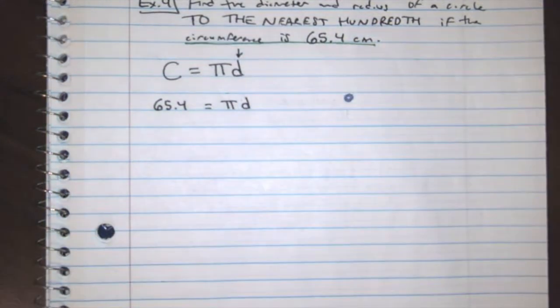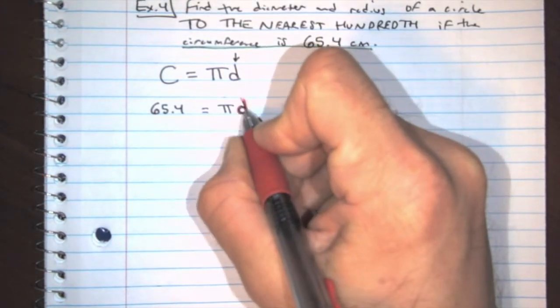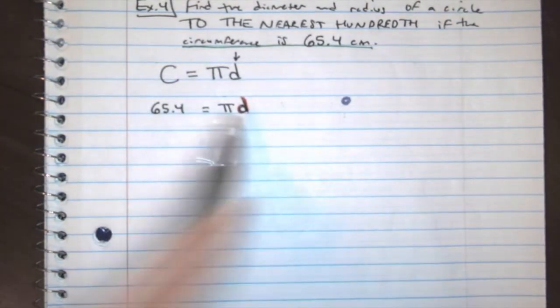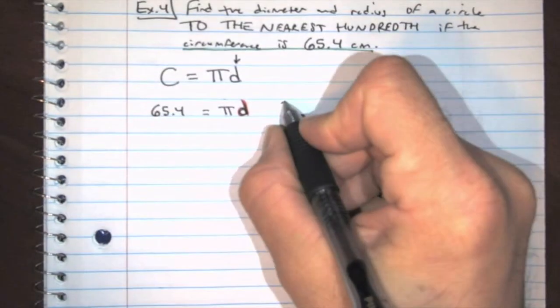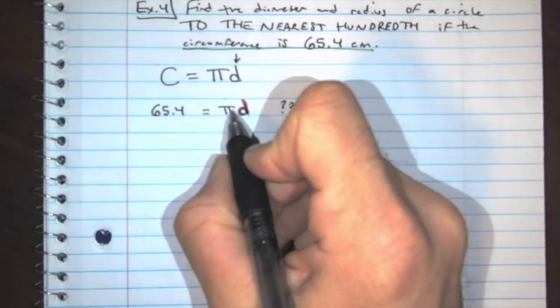Equals pi d. Now the d, the diameter, is exactly what we're trying to find. That's your variable. So that's what we're trying to solve for. 65.4 equals pi d. Now usually kids get to this step and they ask, Mr. Kosal, how do we solve for d? How do we get the d by itself? Well, just take a look at it really quick.